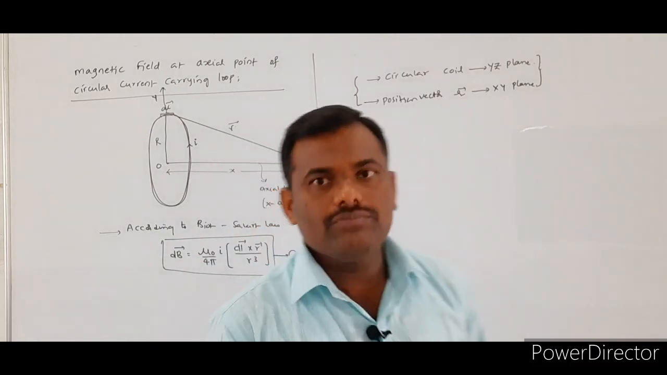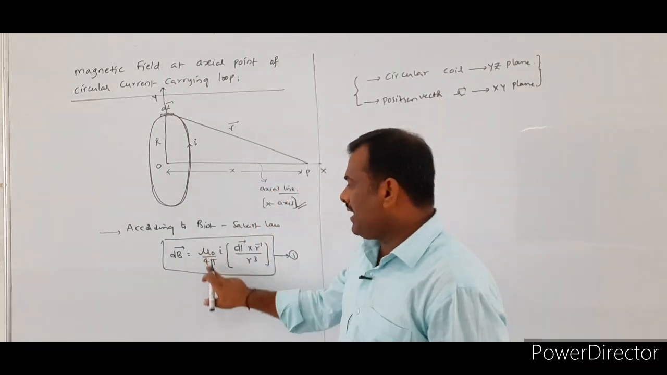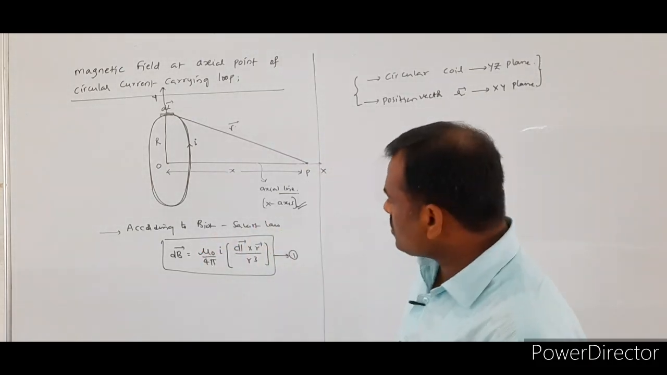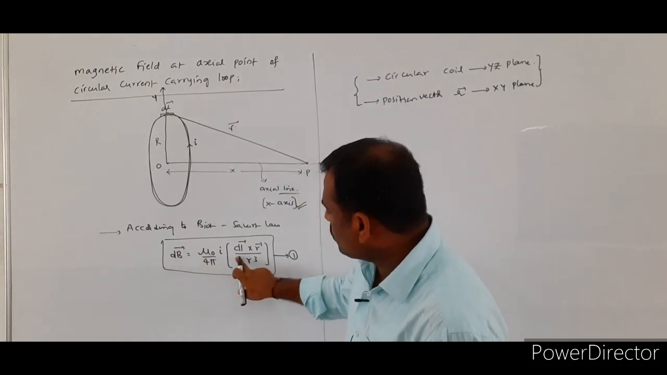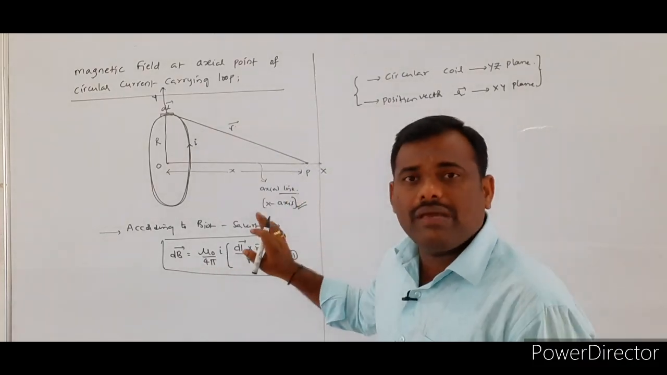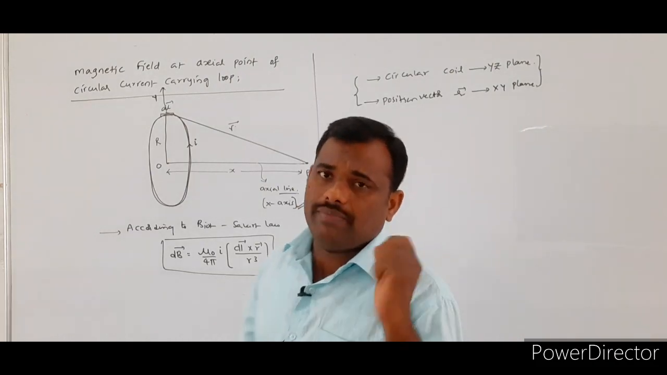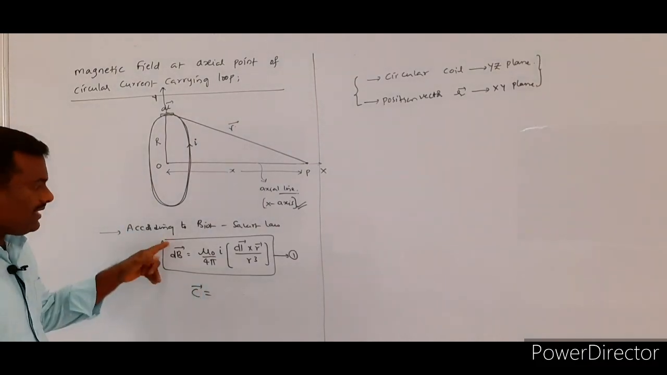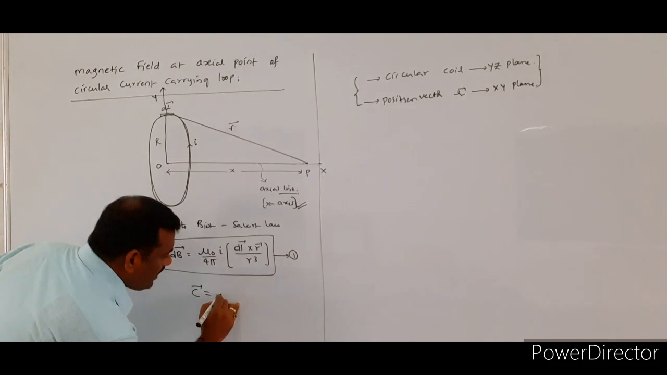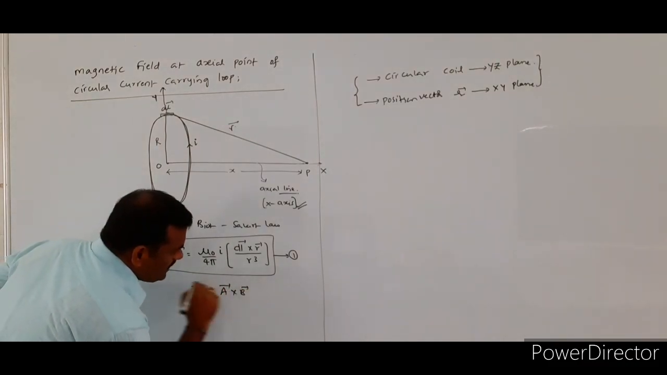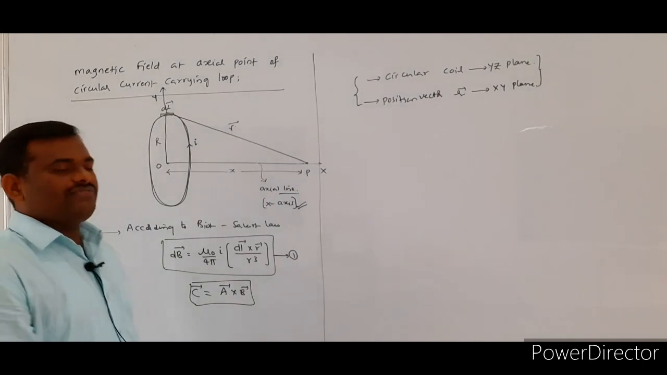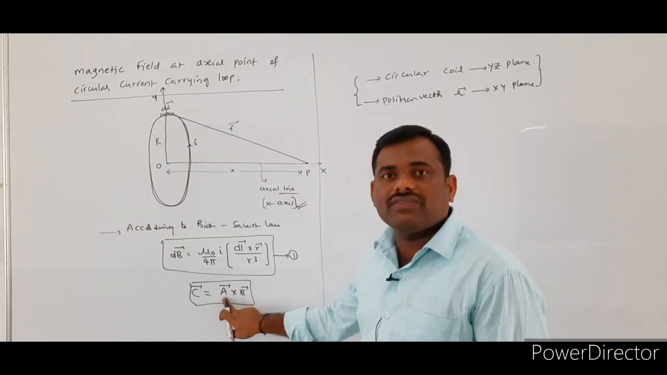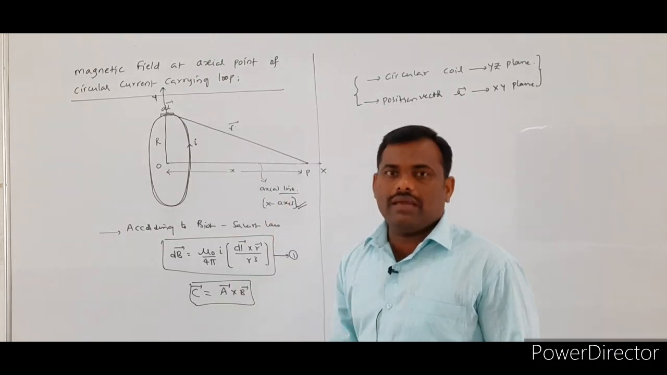Now, once again coming to the basic equation, dB bar is equal to mu naught by 4 pi into I. All these terms are scalar quantities. So here dB bar is equal to dl bar cross r bar. If you assume dB bar as the vector c bar, dl bar as a bar, and r bar as b bar, then it is in the form of the vector c bar equal to the cross product of the two vectors a bar and b bar.